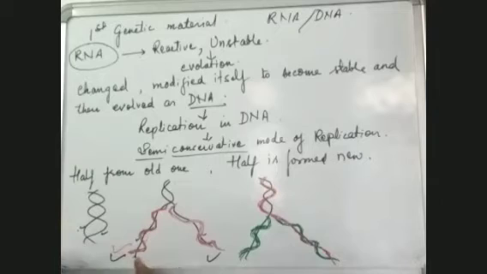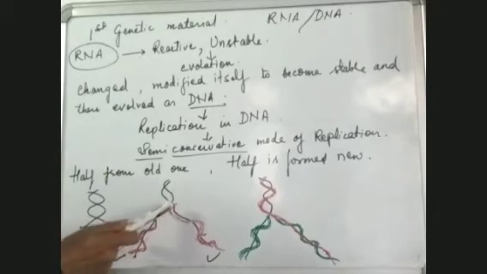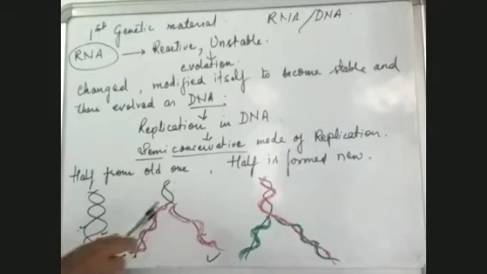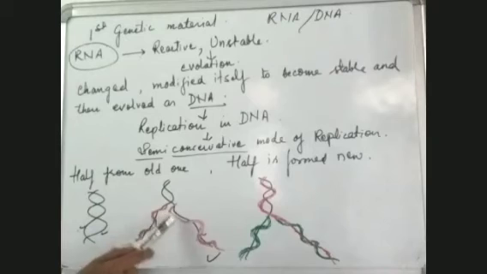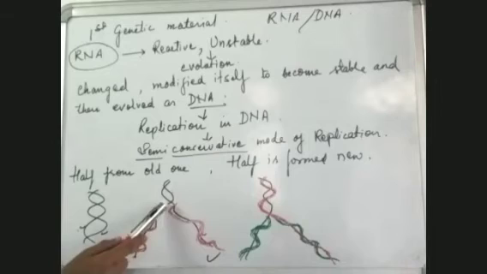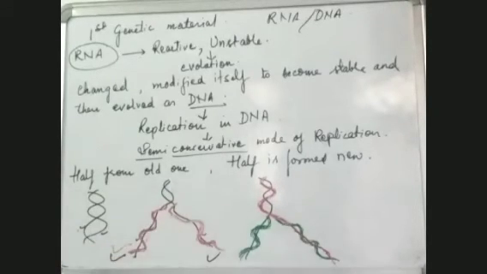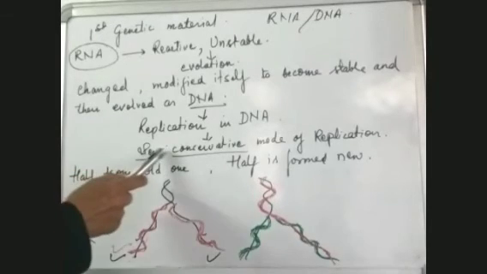So they open up, and the black colored strands from here, when they open up, these are the old strands. On these black colored old strands, new strands are synthesized. See, the new strands have been synthesized. The red colored are the new strands synthesized on the black colored old strands. So the black colored old strand is the conserved strand, and the red colored strands are newly formed. Half strand is conserved, half is formed new. So we call it semi-conservative mode of replication.